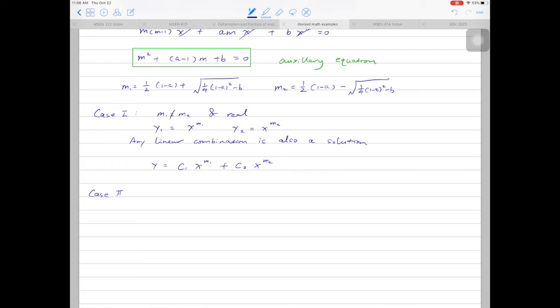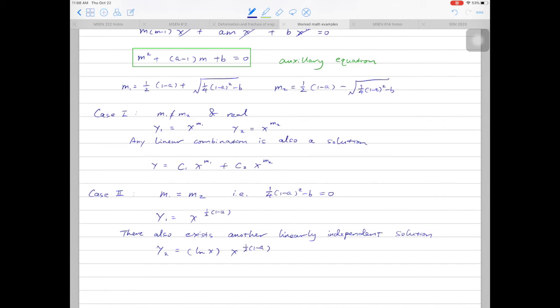In the second case, m1 equals m2. What this tells us is the part in the square root sign is equal to 0. The solution for y is simply x to the power of half 1 minus a. There also exists another linearly independent solution. The solution can be written down as log x multiplied by x to the power of half 1 minus a. Again, the linear combination of these two solutions is also a general solution.